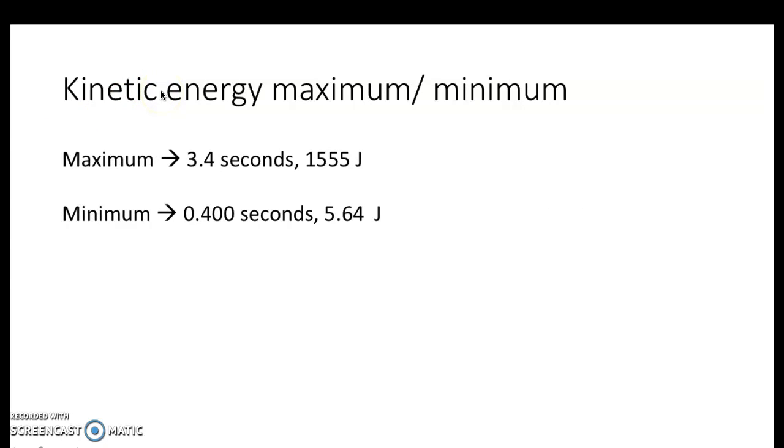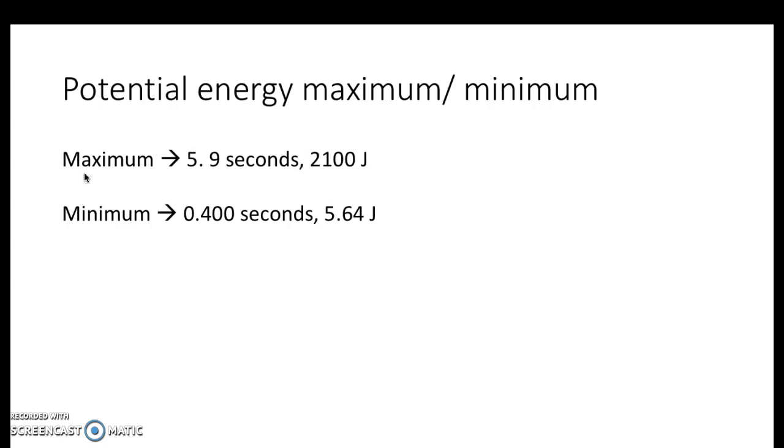So kinetic energy maximum and kinetic energy minimum. The maximum kinetic energy was about 1,555 joules at about 3.4 seconds, and then the minimum was at 0.400 seconds at about 5.64 joules. On the potential energy maximum and minimum, so the maximum was about 2,100 joules at 5.9 seconds, and the minimum was 5.64 at 0.400 seconds.